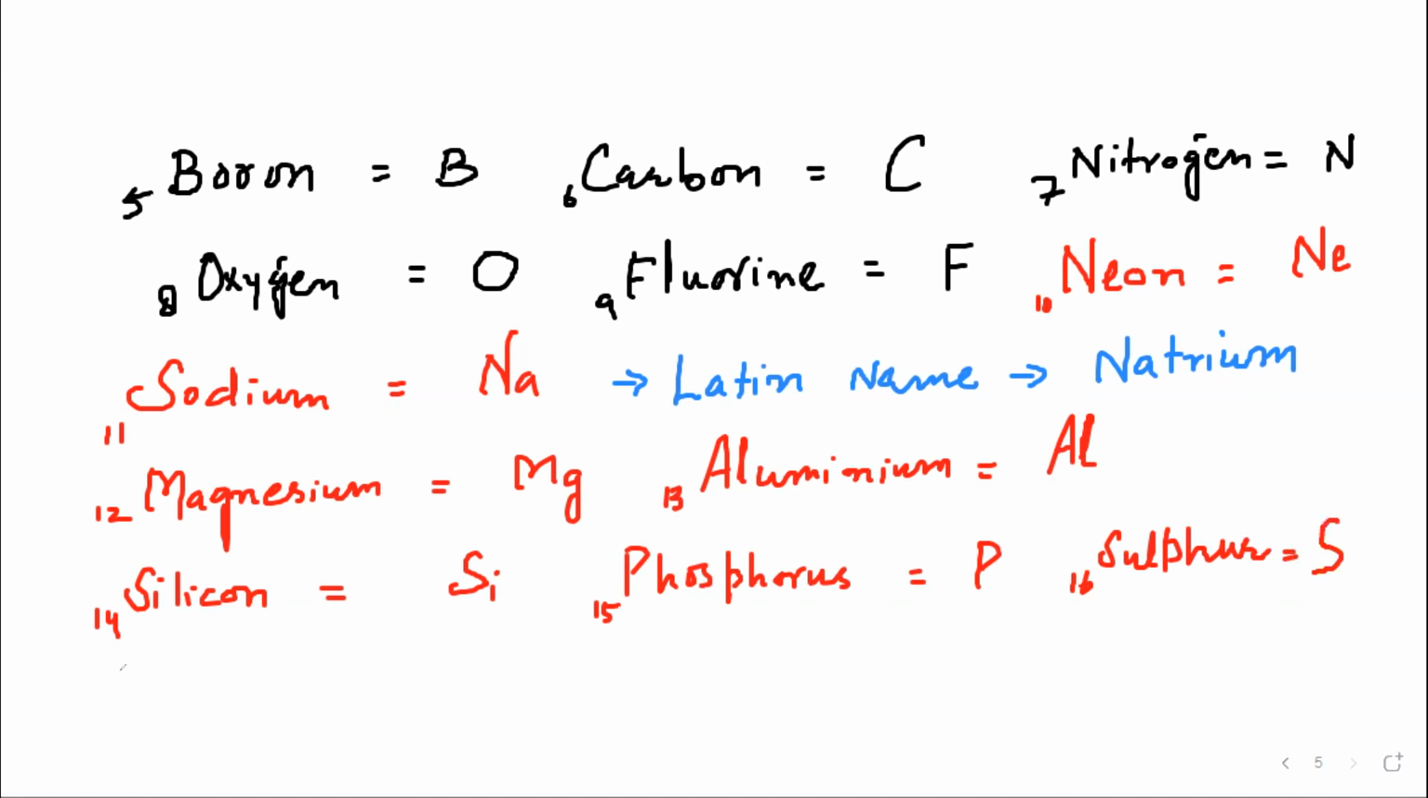Then the next element is chlorine. Its atomic number is 17. So what is the symbol? For carbon we have already written C, so it will now be Cl. Cl is the symbol for chlorine. Then we have argon, atomic number 18, isn't it? So what will be the symbol? A, R. It is exactly Ar.